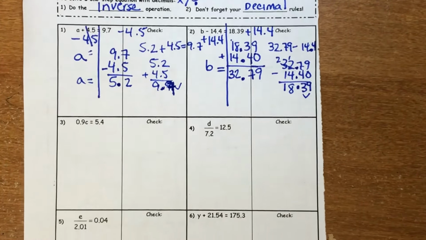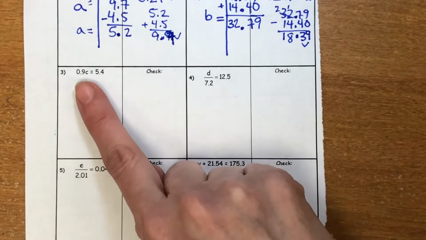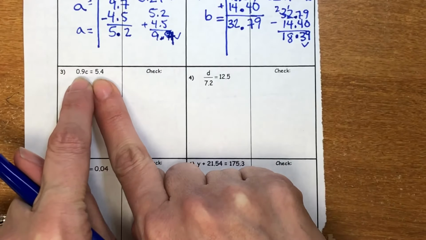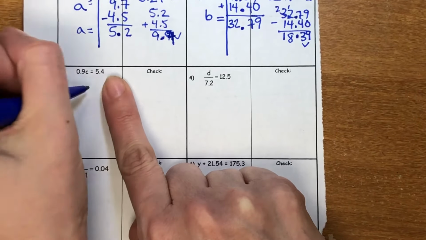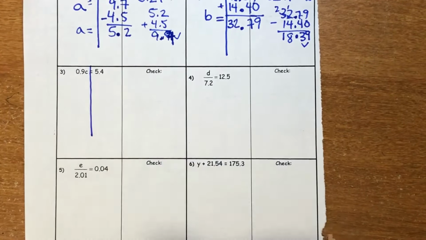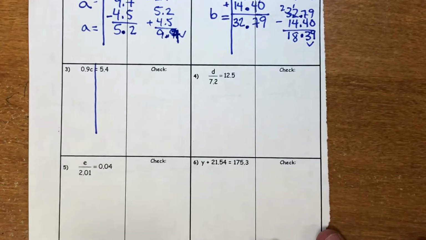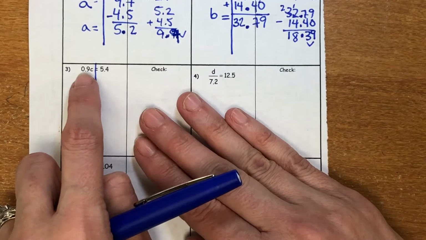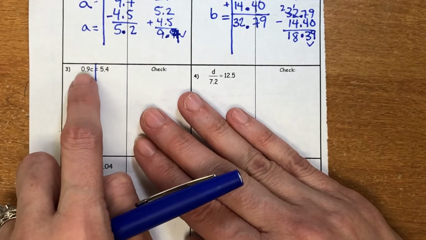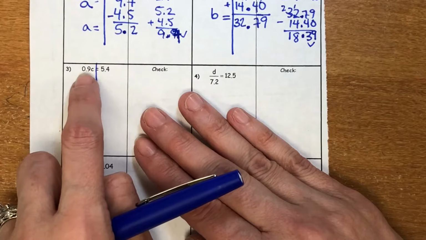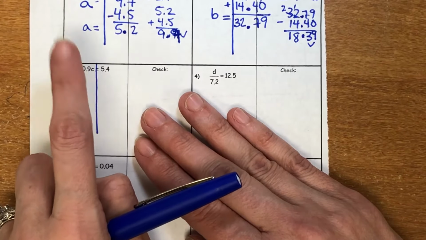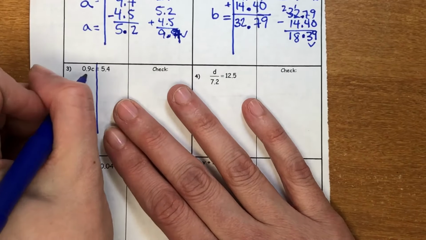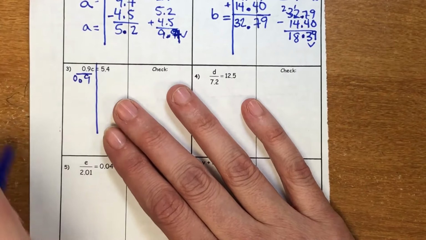All right, so number 3. Okay, again, this is 9/10 times c equals 5 4/10. I'm going to put a line through my equal sign. I notice that on the side where the variable is, I'm multiplying by the variable. So the opposite, or the inverse operation, of multiplication is dividing. So I would divide 9/10 on both sides.